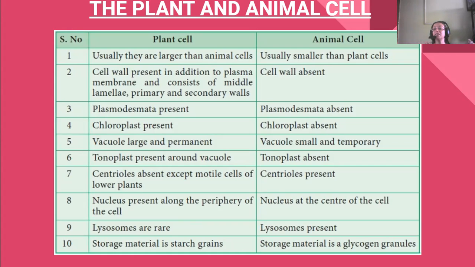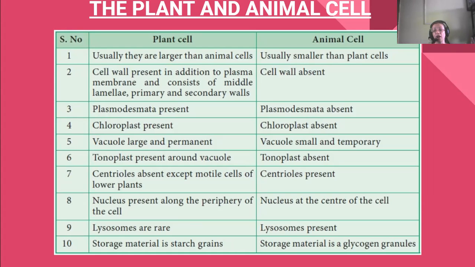Then in plant cells, the centrosomes with the centrioles are absent, but in animal cells, these are present, except in some motile cells of the lower plants, which have centrioles. Then the nucleus in plant cells is present along the periphery of the cell.